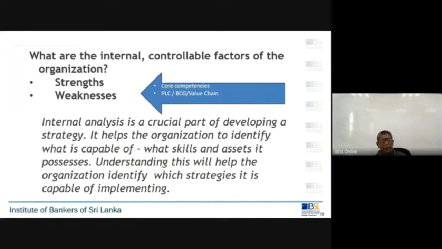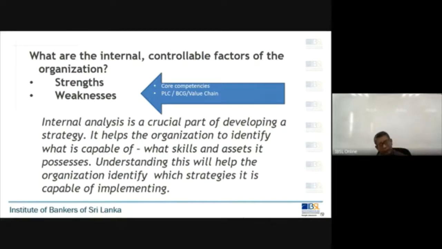Right, now we look at it. What are the internal controllable factors of the organization? Earlier we discussed what external factors bring opportunities and threats. We have identified a few techniques. The few techniques are PESTEL analysis, Michael Porter's 5 forces analysis, and Porter's diamond theory, local as well as industry.